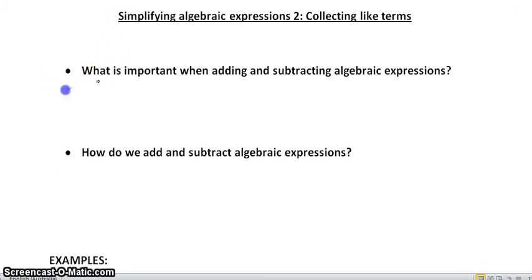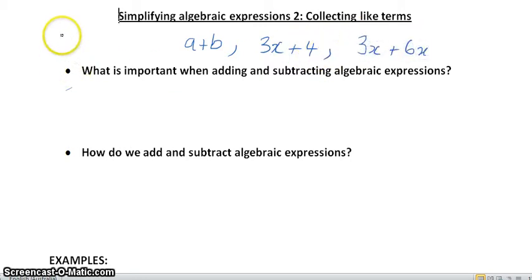What is important when we add and subtract algebraic expressions? Firstly, let's go one step further. What is an algebraic expression? Well, an algebraic expression is basically something containing pronumerals with operation symbols. So this, for example, is an algebraic expression, as is this. That's an algebraic expression, as is this. Also, this could be an algebraic expression.